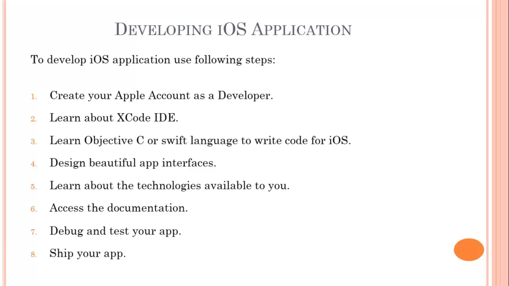Next is learn about the technologies available to you. That means you have to learn about the technologies on which you can design your iOS application, that is, the software that can be used to design it. There are various software available like Visual Studio Code, Visual Studio 2019. Access the documentation. Debug and test your application. Then debug and test your application after developing it. Then ship your app. That means here your application is ready to use.